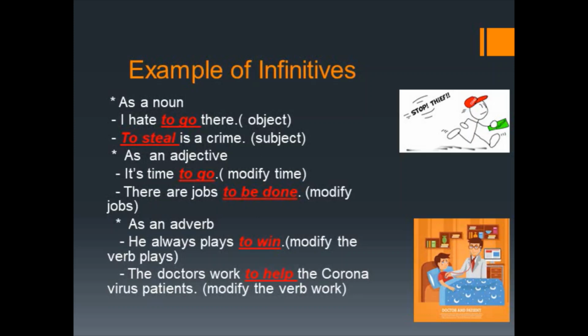And let's learn the role of adverb. Role of infinitive as an adverb. He always plays to win. So what does an adverb do? An adverb modifies a verb. It can also modify an adjective. Okay, here it modifies a verb. He always plays to win. He always plays. সে সবসময় খেলে। Why? To win. So verb সম্পর্কে যে কথা বলে, verb সম্পর্কে যা বলে সেই হচ্ছে adverb.